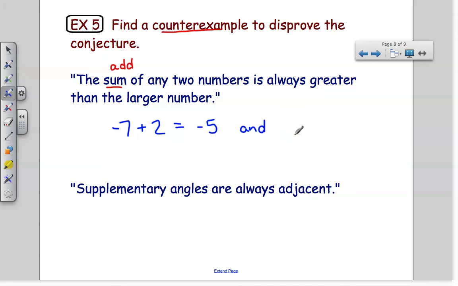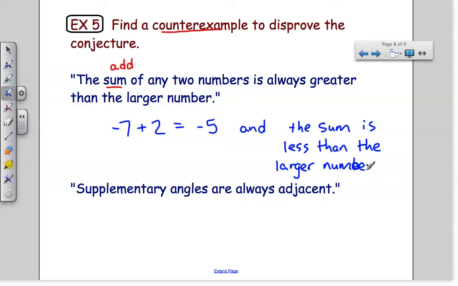So all I have to do is basically state this. So I just gave an example. Negative 7 plus 2 is negative 5, and the sum, which is negative 5, is less than the largest number, or larger number. Because the sum was negative 5, and that's less than the larger number, which was 2.